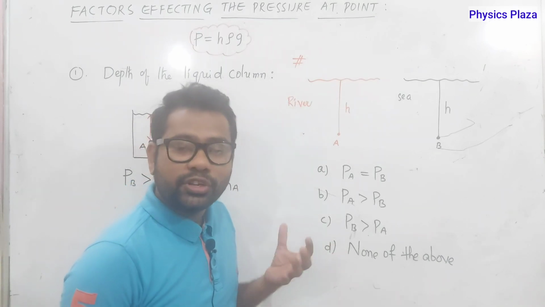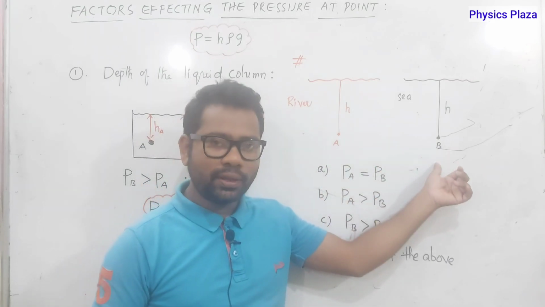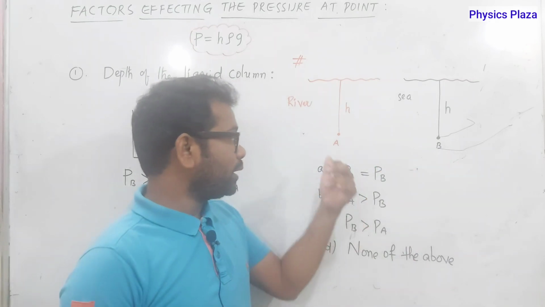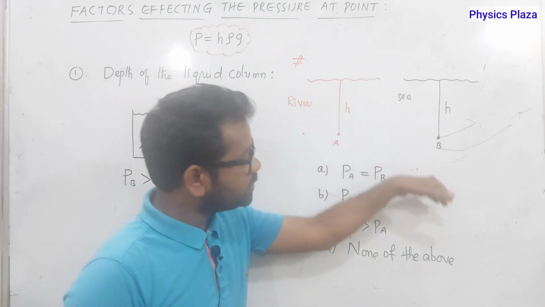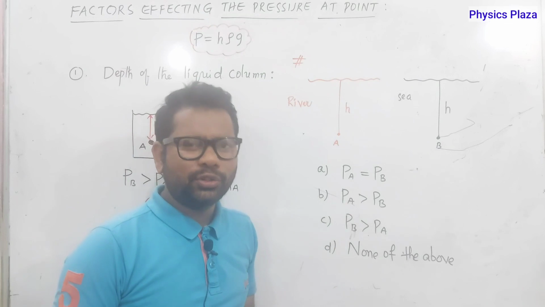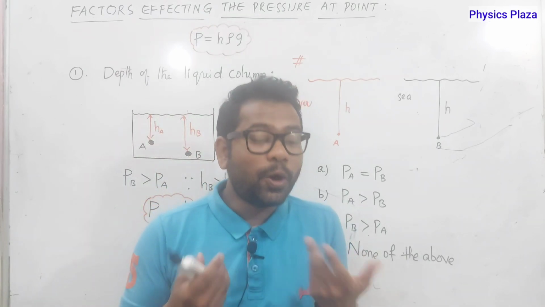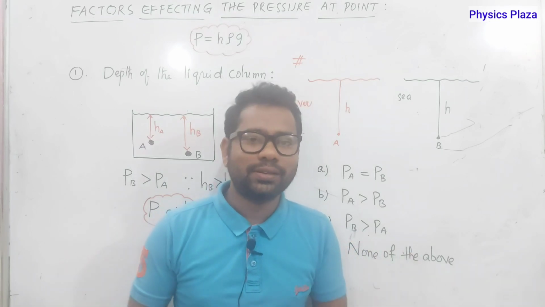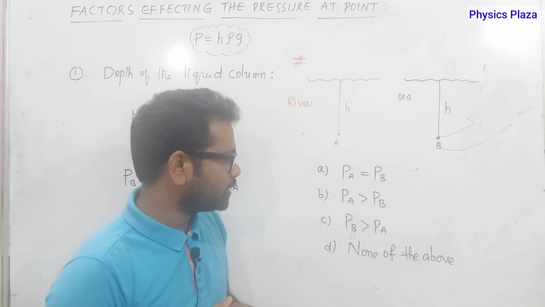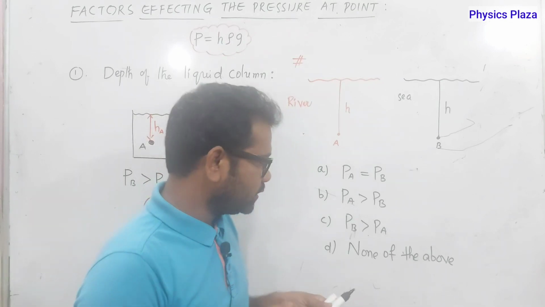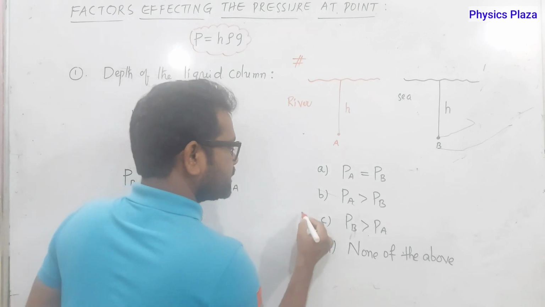Where will the pressure be more? Which option is right? Do you think that pressure at point A is equal to pressure at point B? Or pressure at point A is greater than pressure at point B? Or pressure at point B is greater than pressure at point A? Or do you think, sir, there is no option, it's cheating, you did not give the answer option? Okay, it's up to you. Come on, got it? Let me take a chance. Okay, fine. So, children, option C is right.